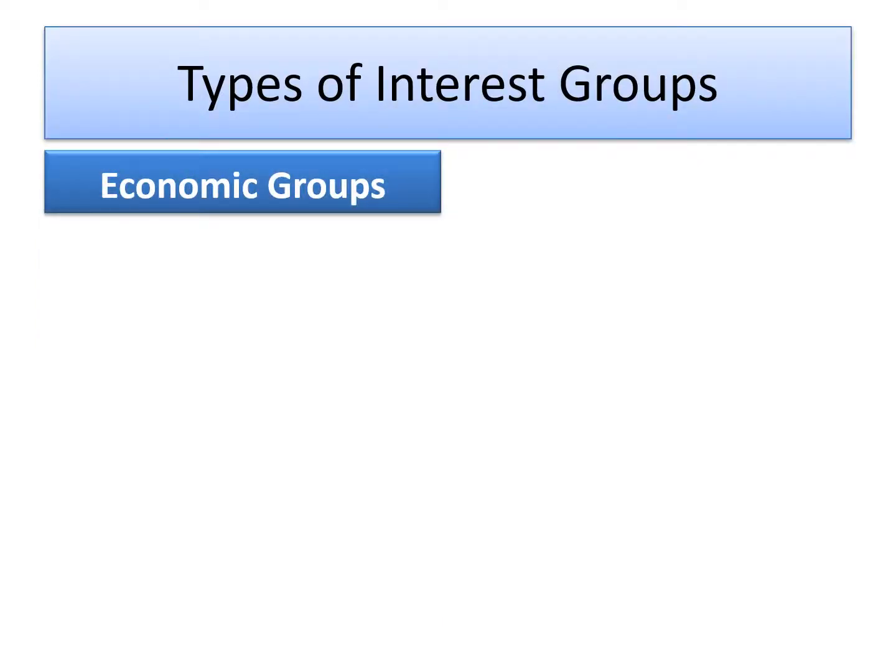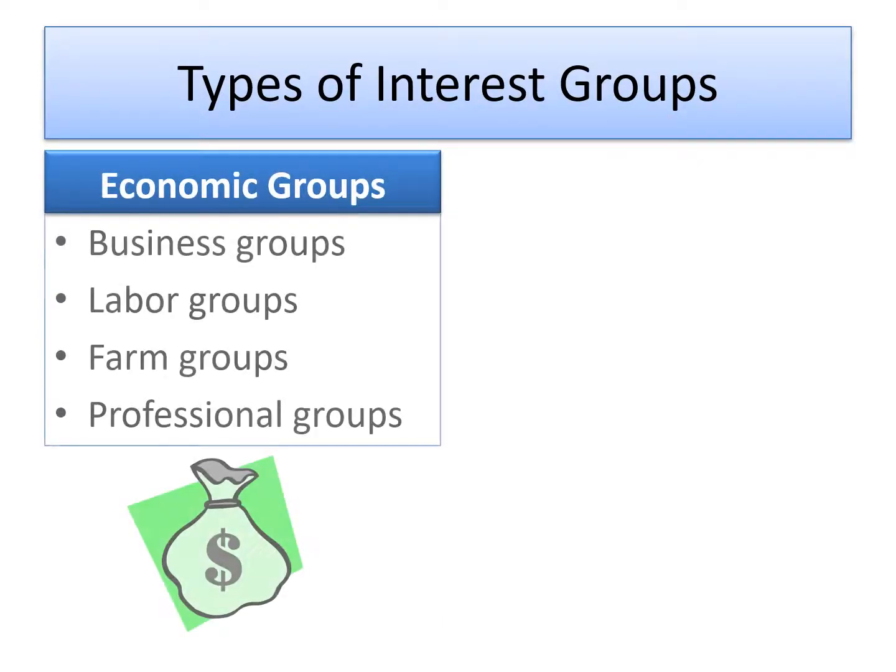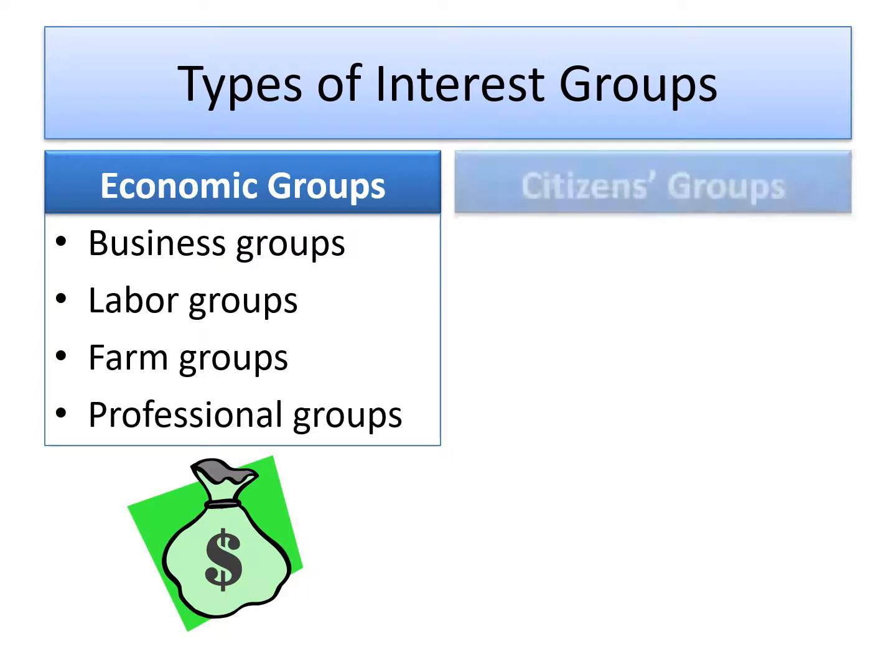There's two types of interest groups. Economic groups are the most powerful types of groups. They include business groups, labor groups, meaning labor unions, farm groups. They're sort of a subset of business groups, but there are groups that represent specific types of farm commodities, such as the Soybean Growers Association, or professional groups like the Group of Realtors or the Bar Association for lawyers.